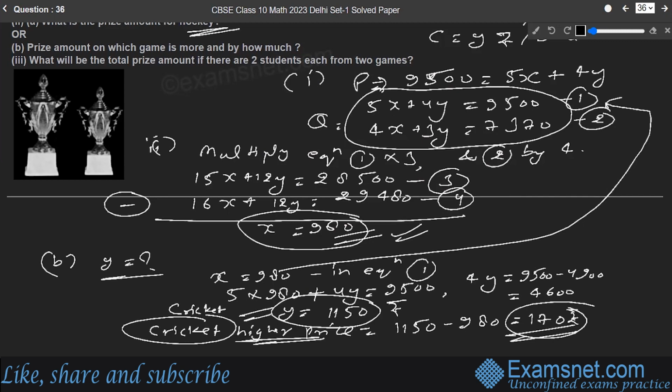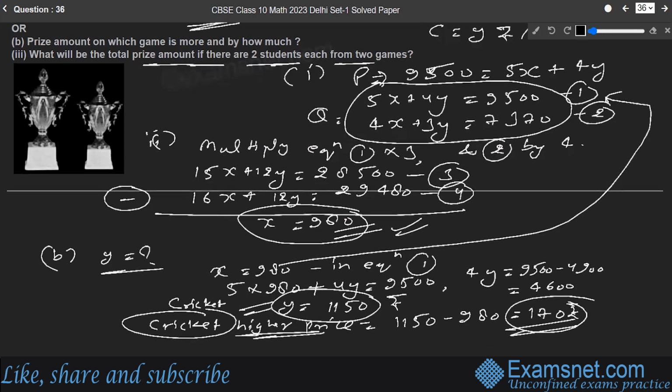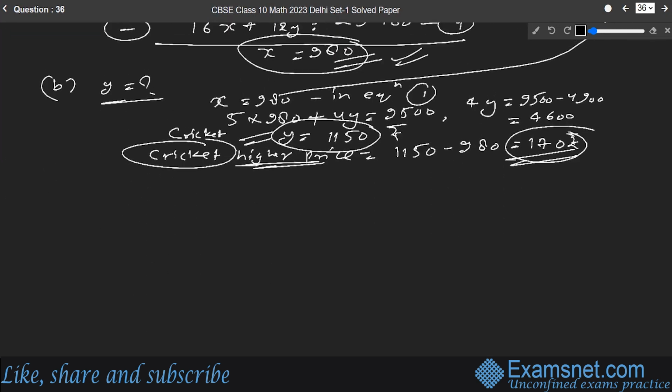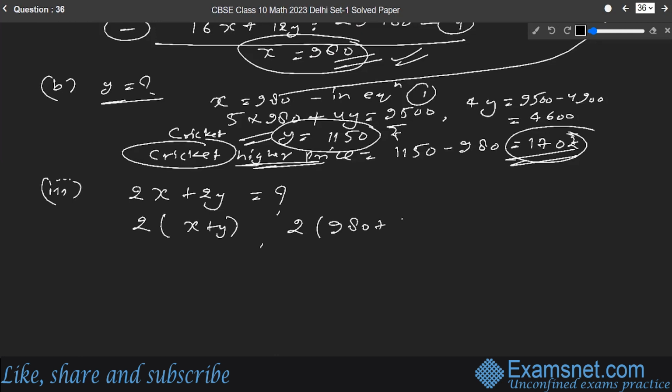Now there is a third part. What will be the total prize amount if there are two students each from two games? So if there are two students each from two games, the expression becomes twice of x plus twice of y. That is what we are supposed to find out. So we can take 2 common, making it 2 times x plus y. So it is twice of x value 980 plus y value 1150. If you add it together, it becomes simply 4260 rupees. So that is the final answer of this question.